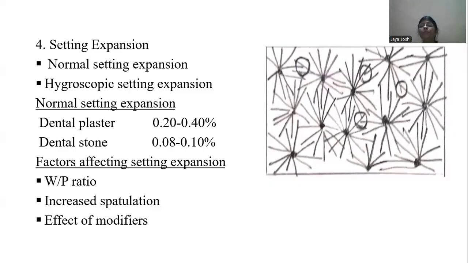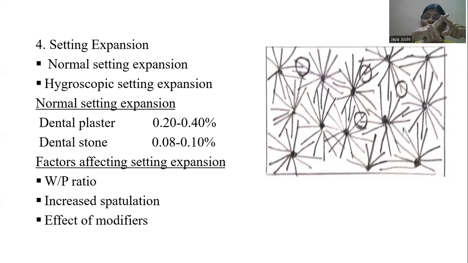First we will see the theory behind the setting expansion, or you can say the mechanism of the setting expansion. As I told you, during the setting reaction, the crystals, the spherulites, are formed, and these crystals, after growing, start intermeshing with each other. At the time of intermeshing, at certain points, the crystals intercept with each other. At the point of interception, these crystals oppose the growth of each other, and an outward thrust will be created at that point, which will push the crystals apart, isn't it?